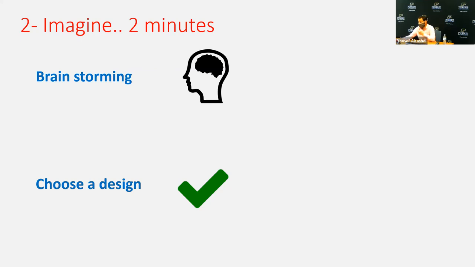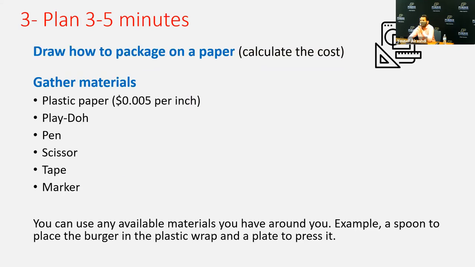Okay, now, because I think we don't have enough time, we will go really fast for this activity. I suppose that you choose a design, and I would like you to plan your design, write it on a piece of paper, draw your design, and calculate the cost. It's for 3 to 5 minutes. I'll say 3 minutes because we don't have enough time. So just draw it on a piece of paper, and if you want to calculate the cost, the plastic paper is 0.005 per inch. And the Play-Doh is like the burger, and you will have pen, scissor, tape, and marker. And also, note that you can use any materials you have in your hand right now, or in your kitchen.